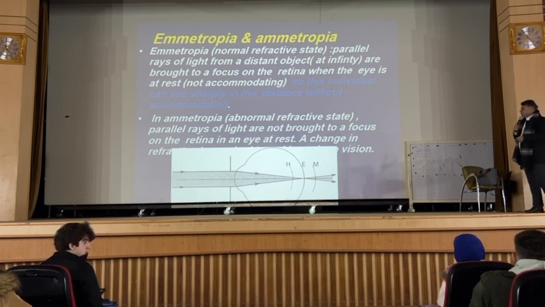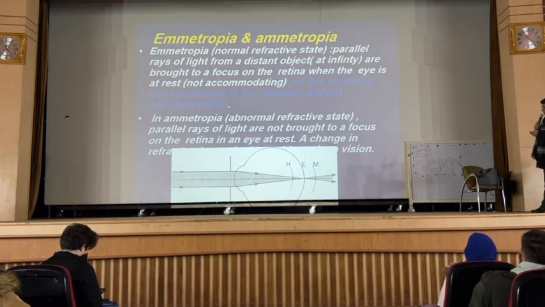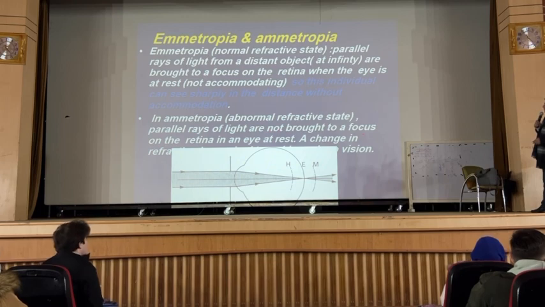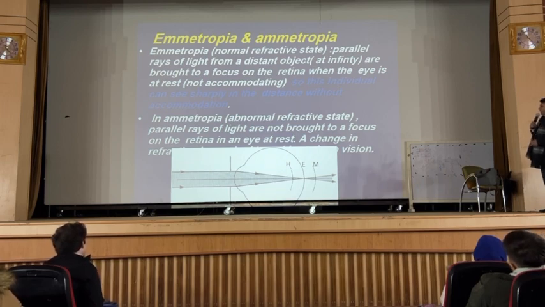In ametropia, the abnormal refractive state, parallel rays of light are not brought to a focus on the retina when the eye is at rest. So there will be a change in the direction of the light, and the rays will not focus on the retina.